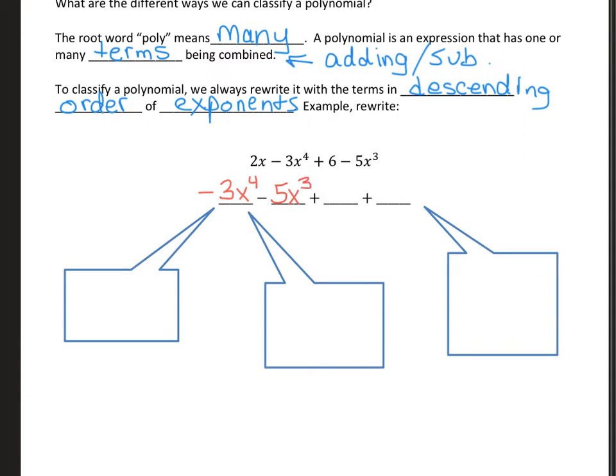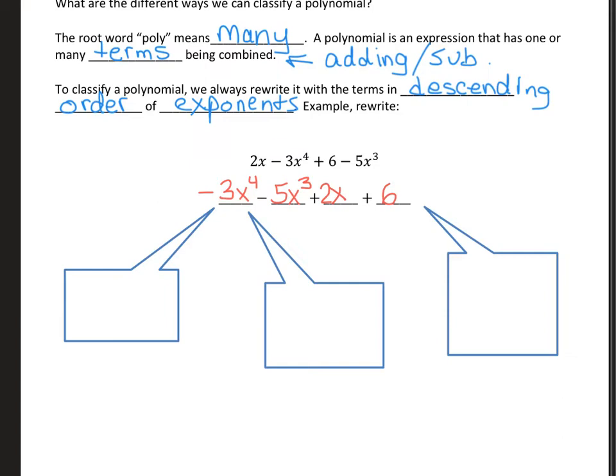And the next highest exponent is an invisible 1 here on the 2x. There's an invisible 1 there that we don't bother writing. And so that's going to be our next term. Oops, I forgot my 2. And finally, the last term is a constant of 6.